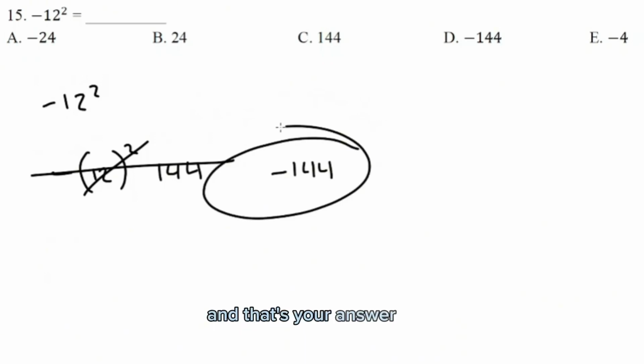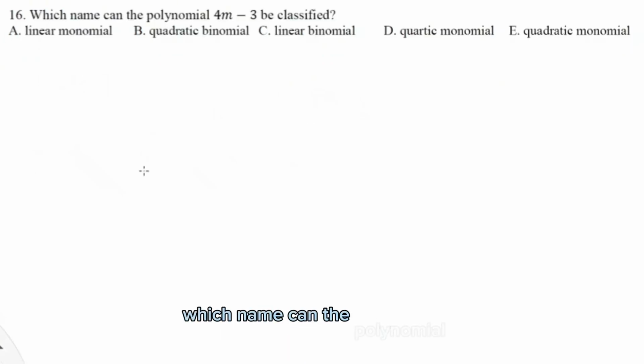And that's your answer. Next, which name can the polynomial 4m minus 3 be classified by? Okay, so we have 4m minus 3. If we look at these answer choices, there's two things that we're looking for: the power and the amount of terms. So first, let's conquer the power. The power is just the exponent of the highest exponent term. If that's confusing, I'll explain it.